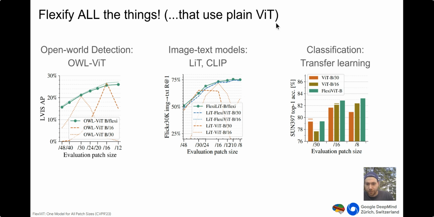Then we show that this does not just work for supervised pre-training, but actually for all kinds of training where you use a plain ViT. So, for example, in open world detection with OWL-ViT, we flexify the detection training, and it just works. Same story here. The Flexi OWL-ViT performs as well as fixed patch size OWL-ViT at the different patch sizes. Same story for image text models like LiT and CLIP, and same story for transfer learning too.